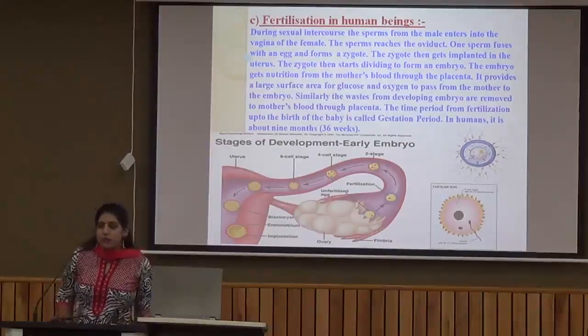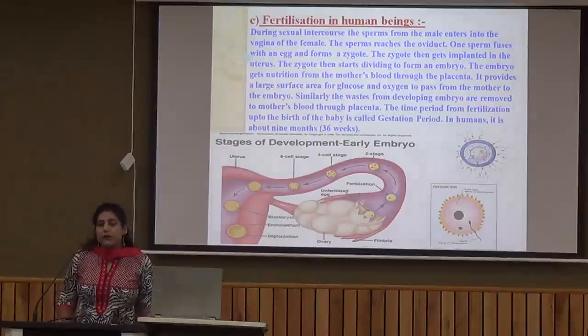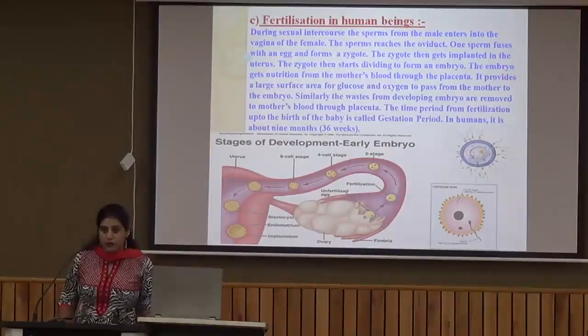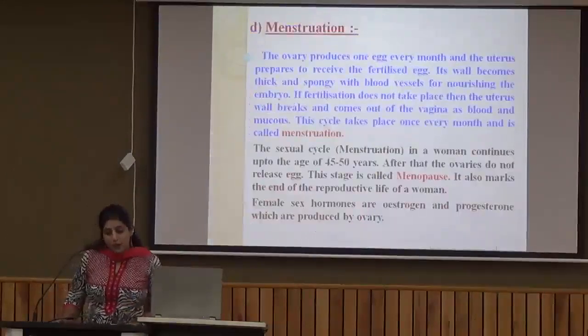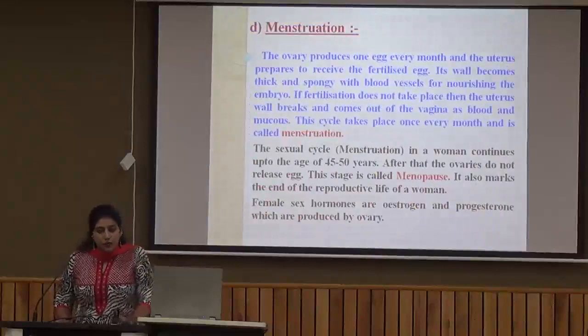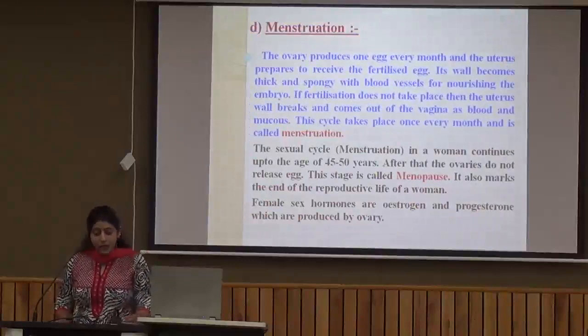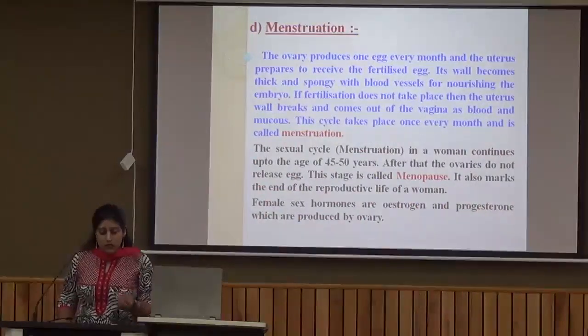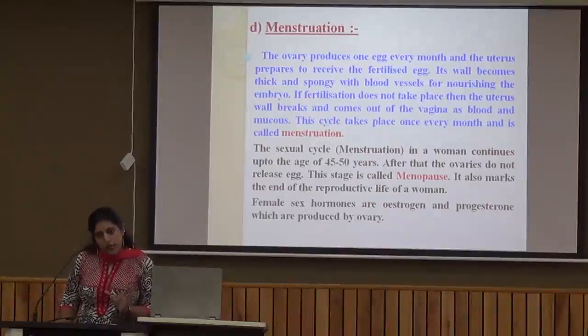Now, this is the process when fertilization takes place. What if fertilization does not take place? That means intercourse does not take place. At that point of time, the ovary, as we all know, produces 1 egg every month. And the uterus prepares itself to receive the fertilized egg. So the wall becomes thick and spongy with blood vessels for the nourishment of that embryo.